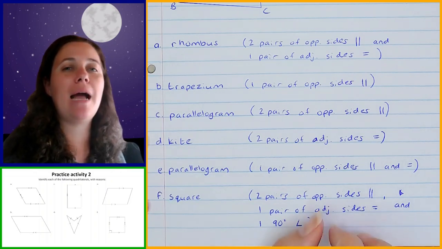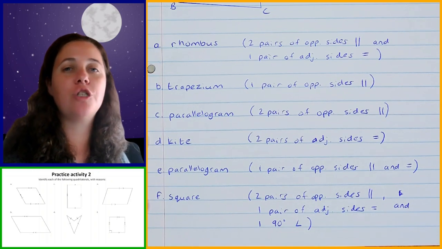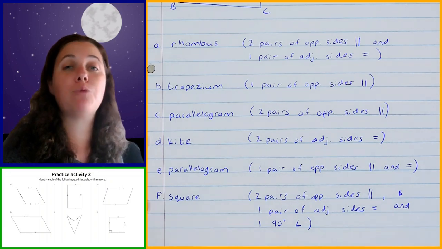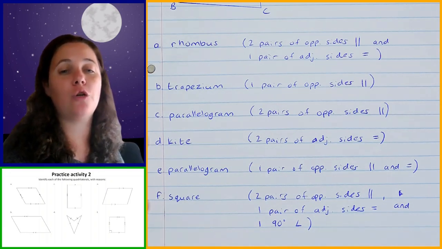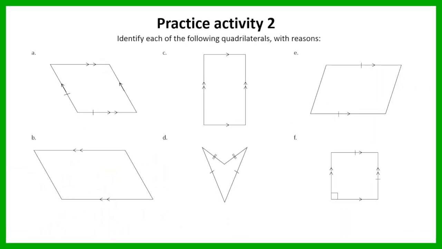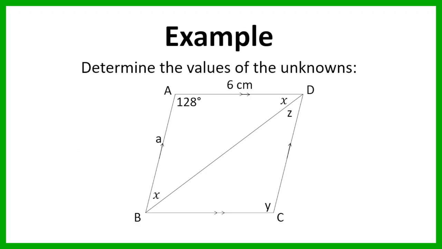Now let's go and have a look at solving some problems with geometry that actually have quadrilaterals in them, where we're going to have to use these properties that we have been learning about to actually solve the problems. Okay, so the first example we're going to do is this one over here. We have to determine the values of the unknowns in this diagram. So we have got an unknown side labeled A. We need to work out the value of A. We also need to work out the value of X, which is there and there. And we have to work out the value of Y and the value of Z.